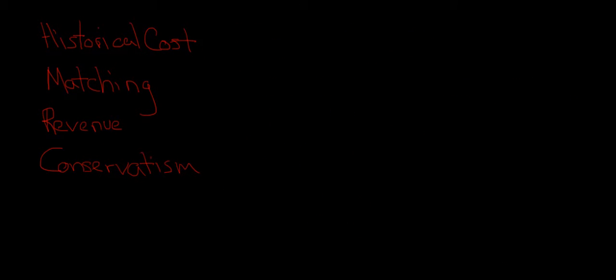Okay, so let's now go to the left column. Let's start with historical costs because it's up top. And the historical cost principle basically just says we're going to report assets at the price we paid for them, which seems pretty obvious. If we paid $1,000 for a car, we say the car is worth $1,000.